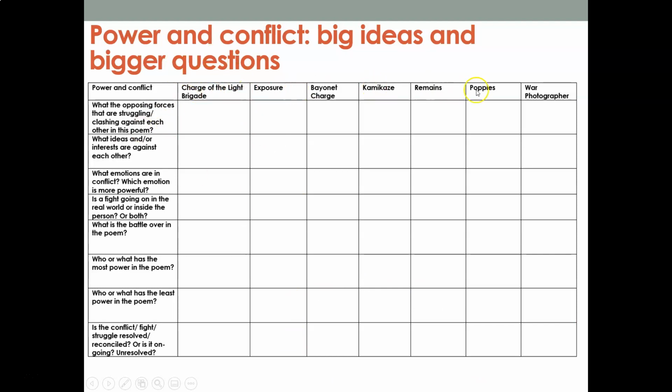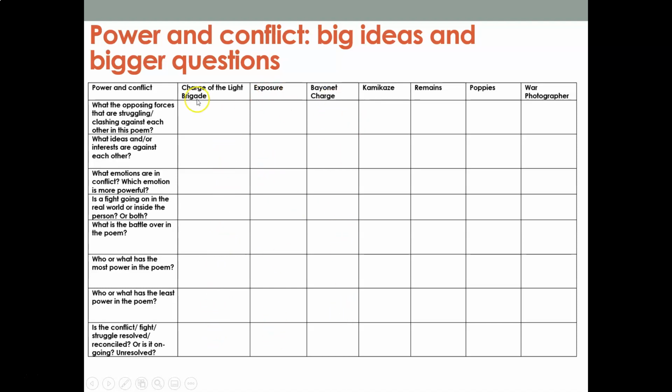Now, across the top, we've got the names of the poems: Charge, Exposure, Bayonet, Kamikaze, Remains, Poppies, and War Photographer. And down the side, you have some conflicts that really help us to unpack power and conflict and those definitions. Now, not all of these are going to be answered in all the poems. So it's not that you will have something in every box for every poem. But I'm going to ask that you get, as a minimum, 3 questions per poem.